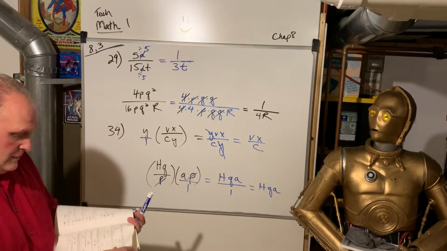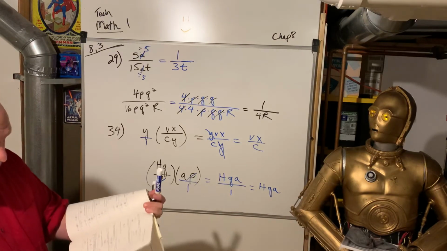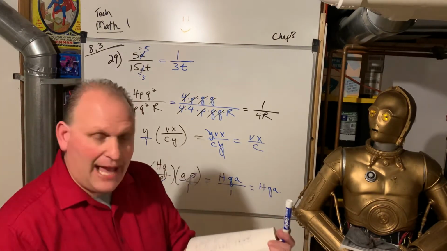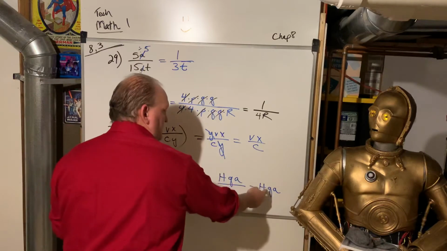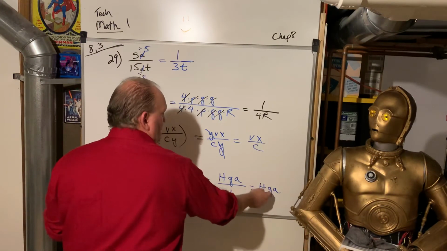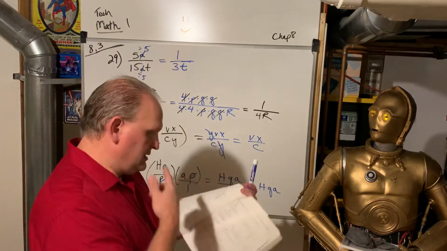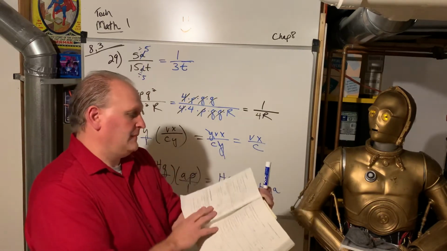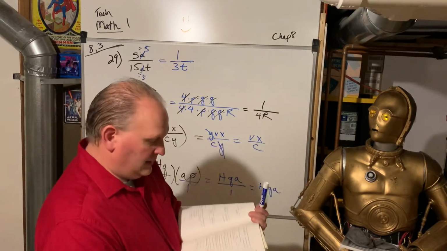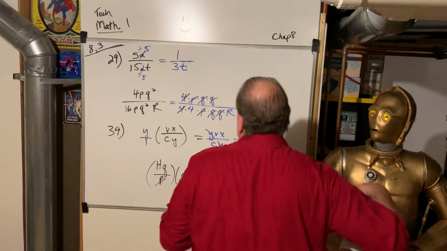All right? And order doesn't matter. If you're looking at your book and going, oh, wait, they have AHQ, it's fine. AHQ, QHA, it doesn't matter. Order doesn't matter when you're multiplying. All righty. Well, let's look at 8.4.